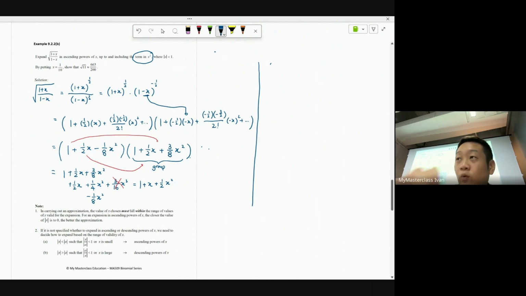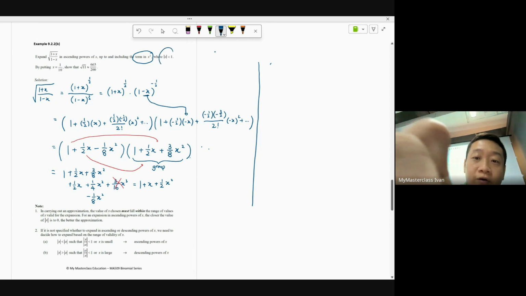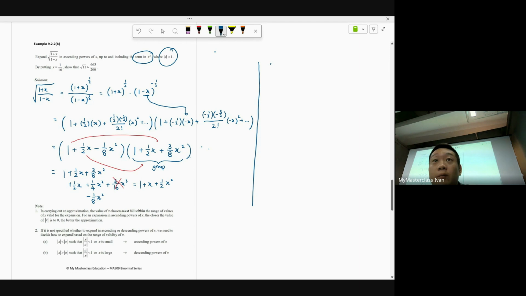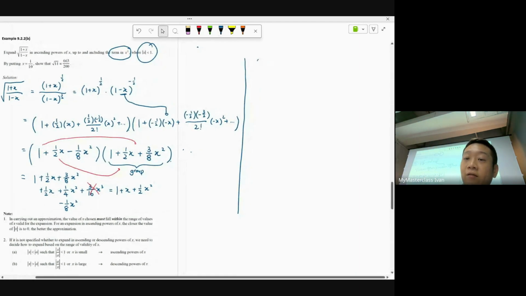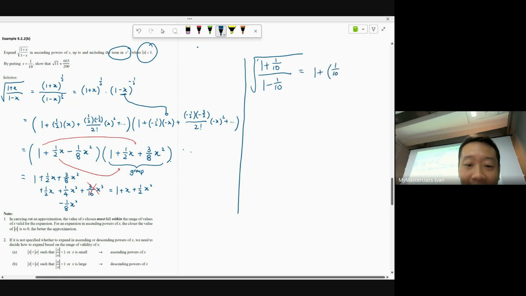Oh, they say let x equal to 1 over 10. Some, they are very kind. Actually, most of the time, even in A levels, they will tell you what x is. If you have to choose between x equals 1 over 10 and x equals 10, always remember, in order for something to be valid, the modulus of x must be less than 1. Understand or not? So if you have to choose between x equals 10 and x equals 1 over 10, you have to use the smaller one. Because whatever x is, you have to make sure that it's within the range in order for a binomial to be valid. Okay, so now I'm going to put in square root 1 plus 1 over 10 over 1 minus 1 over 10 is equal to, now I put in my x, 1 plus 1 over 10 plus half 1 over 10 squared. So this is equal to square root of 11 over 10 divided by 9 over 10.